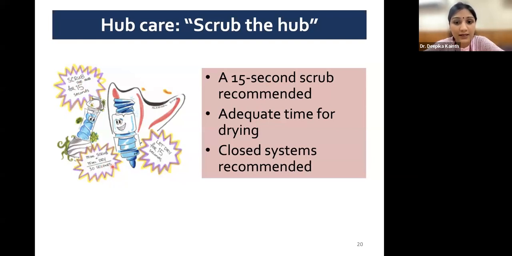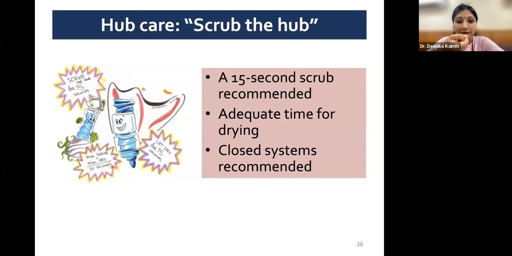So this 30 seconds scrub the hub technique has been proved to be very useful and extremely crucial for decreasing the CLABSI rates. So why do we need to scrub the hub? As I told you in pathophysiology, there is a biofilm that is present on the hub. It can be on the internal surface or on the external surface, based on the duration of the central line.